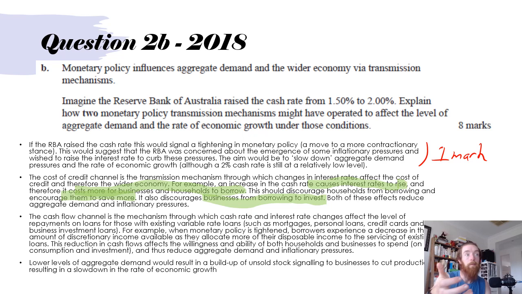The cash flow channel is a mechanism through which the cash rate and interest rate changes the level of repayments on loans for those with existing variable rate home loans. That's the really important part with the cash flow channel. Credit cards, etc. You don't need all those things in brackets.